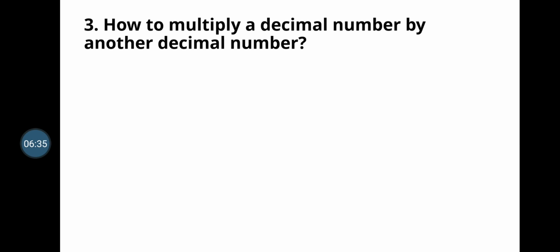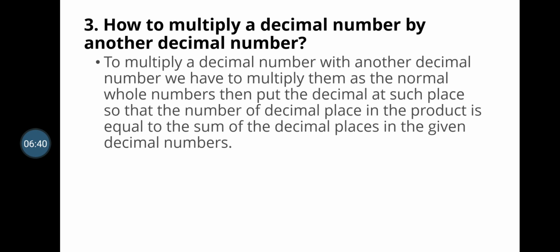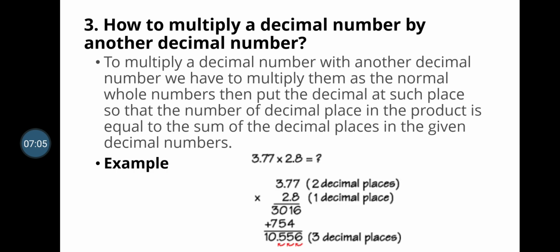How to multiply a decimal number by another decimal number? Two decimal numbers are multiplied together. To multiply a decimal number with another decimal number, we have to multiply them as normal whole numbers, then put the decimal at such a place that the number of decimal places in the product is equal to the sum of the decimal places in the given decimal numbers. So let's see the example.